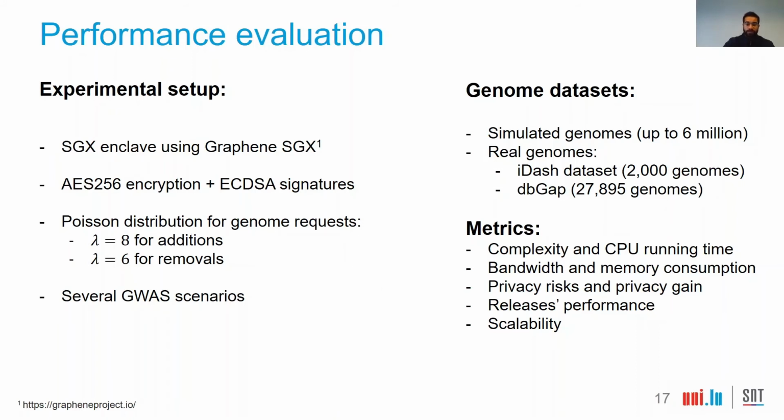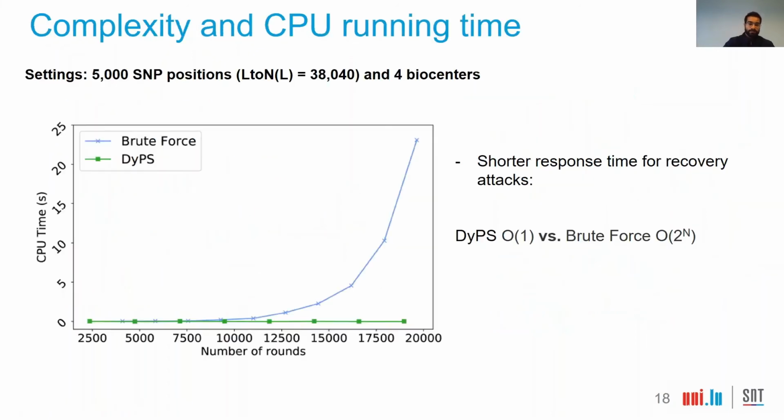For the real genome datasets, we used the I-1 with 2,000 genomes and also the dbGaP dataset with approximately 28,000 genomes. And we evaluated many metrics of our approach, such as the complexity and CPU runtime of our algorithm, and the bandwidth, memory consumption, privacy risk and privacy gain, releases performance, and scalability.